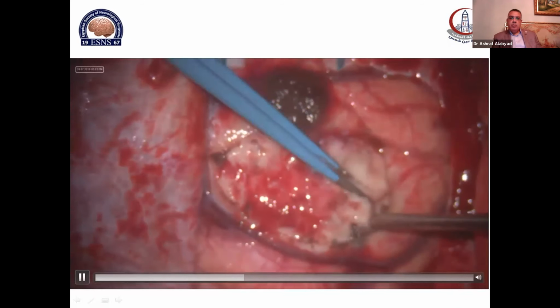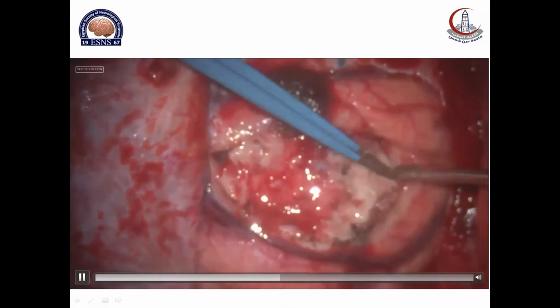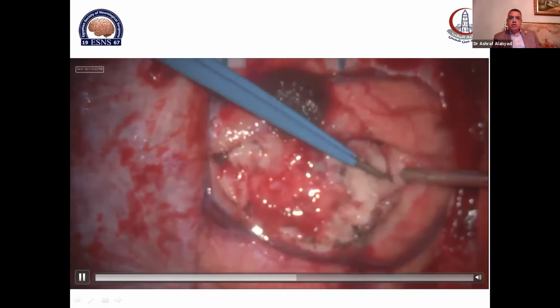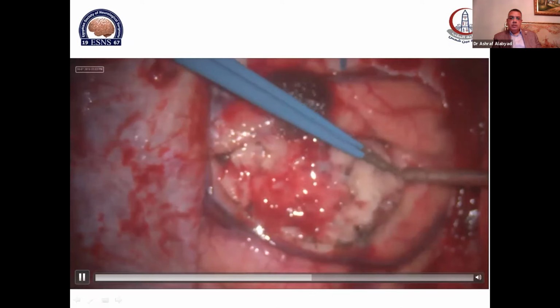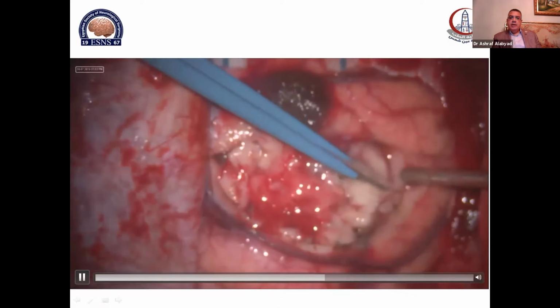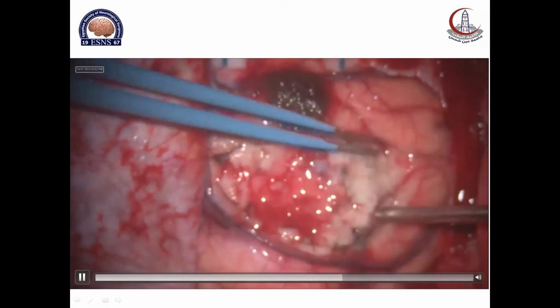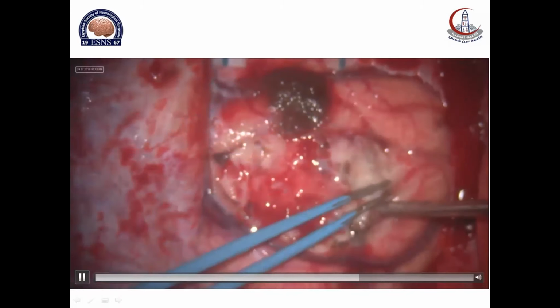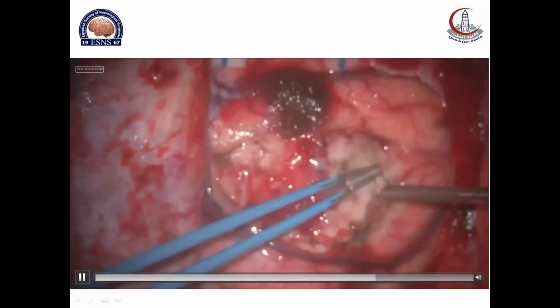then it will most probably end in persistent bleeding with loss of the brain interface and subtotal resection.